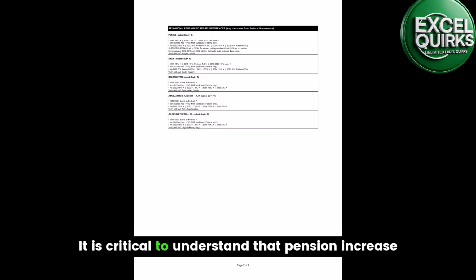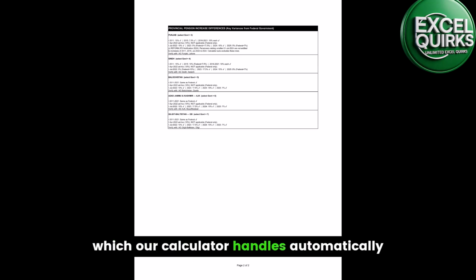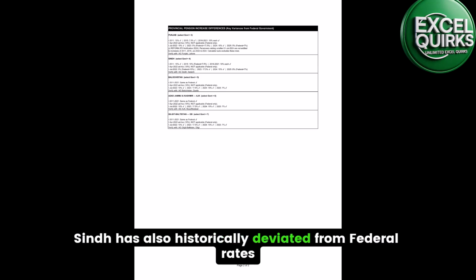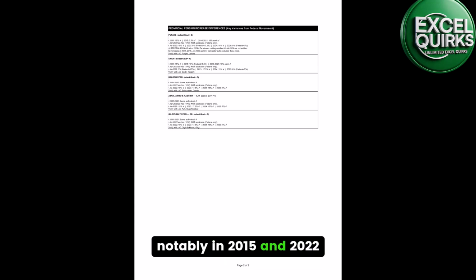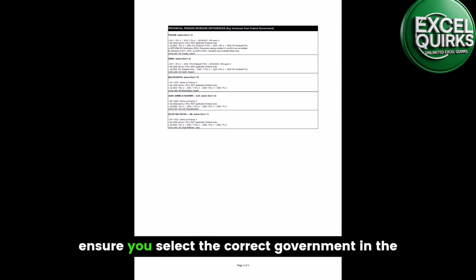It is critical to understand that pension increase rates vary significantly across different provinces. While many follow the federal pattern, there are key variances you must be aware of. For instance, Punjab pensioners retiring after July 2024 are subject to specific reforms that exclude certain past increases, which our calculator handles automatically. Sindh has also historically deviated from federal rates, notably in 2015 and 2022. Whether you are under the jurisdiction of AG Punjab, Sindh, or Balochistan, ensure you select the correct government in the settings to reflect these specific provincial notifications and ad hoc increases accurately.